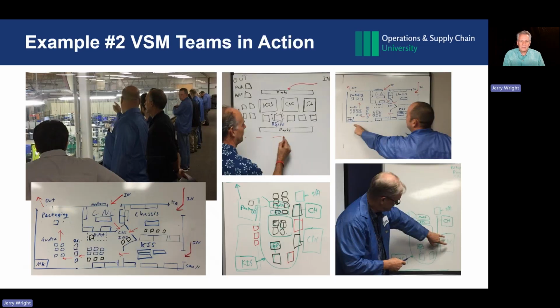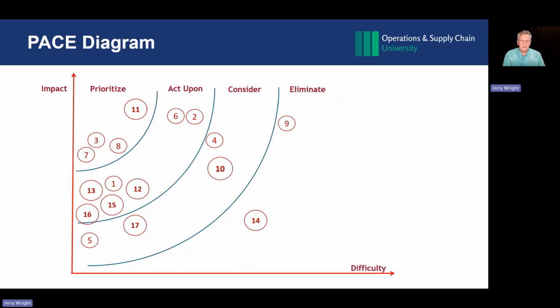We had to relay out the whole process. You can see the teams working on it. We had different layouts and different designs and all the key actions we had to take. Here's an example of a PACE diagram. This is different than the one we saw earlier. This is a little more sophisticated.